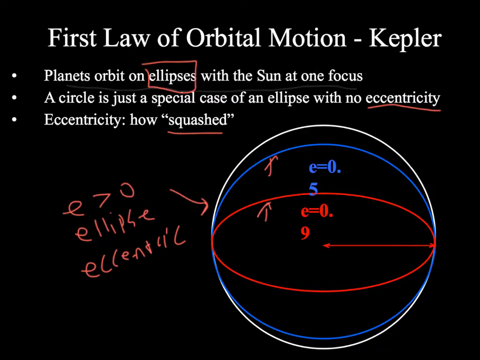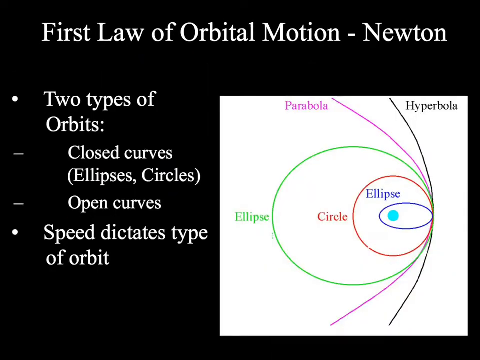And so everything in our solar system, and as far as we can tell, every other solar system out there in our galaxy, orbits the sun in an elliptical path, meaning a squashed circle. So that's his first law of motion, this is how orbitals form. They don't form perfect circles.